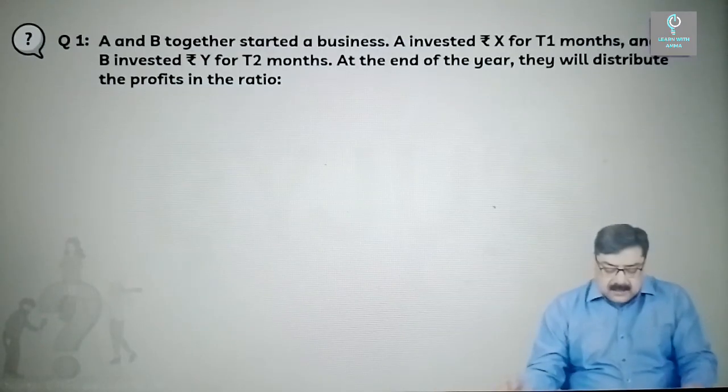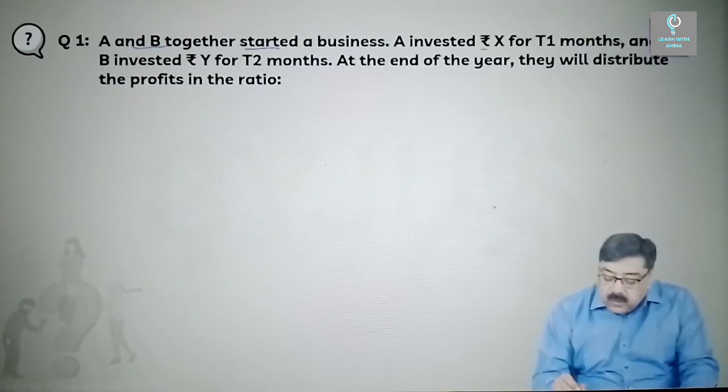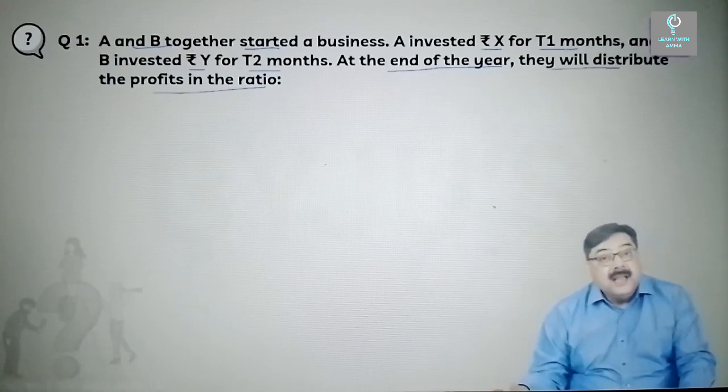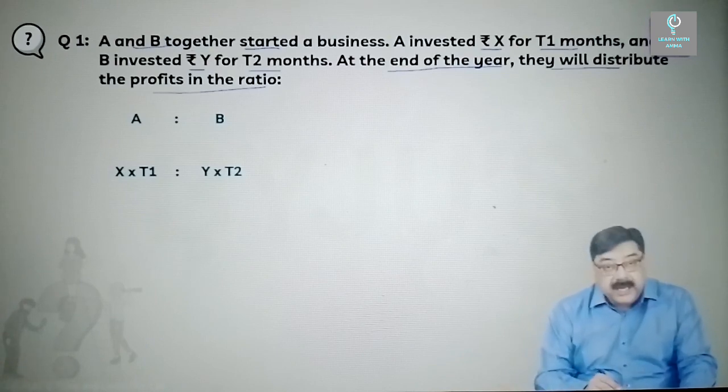Now let us say A and B together started a business. A invested rupees X for T1 months and B invested rupees Y for T2 months. At the end of the year, they will distribute the profits in the ratio A is to B, which is X into T1 : Y into T2.